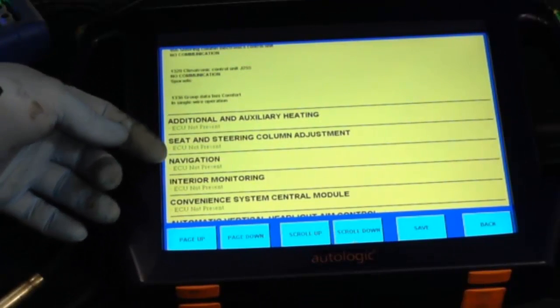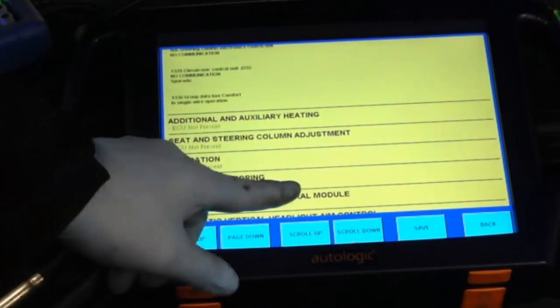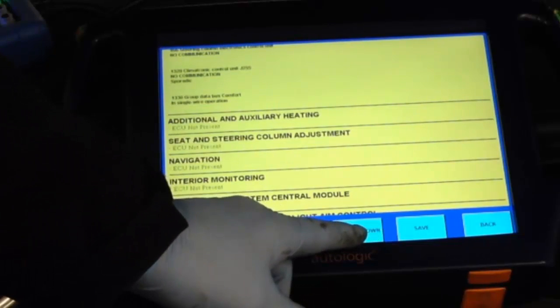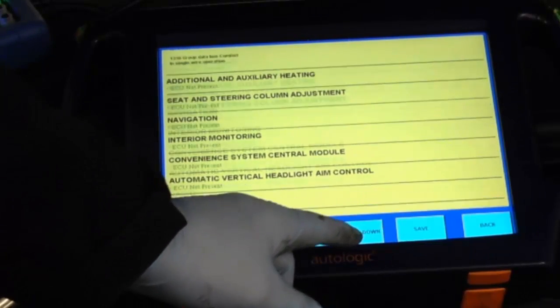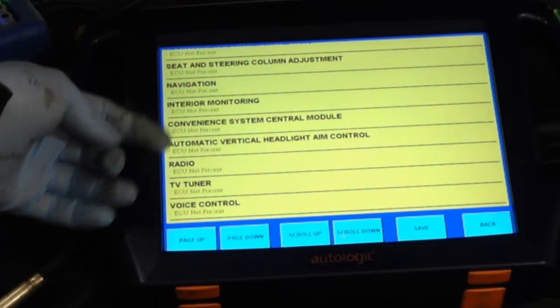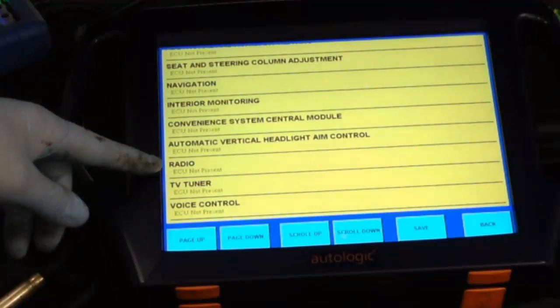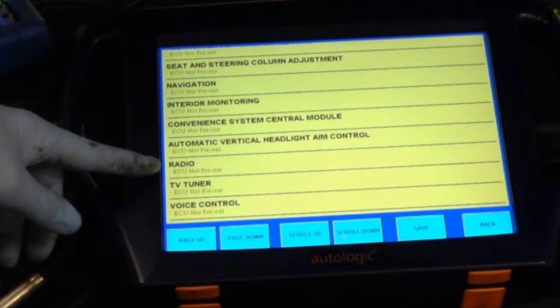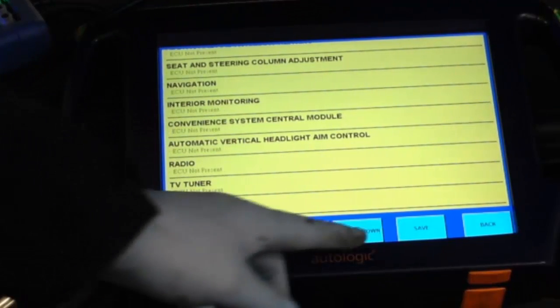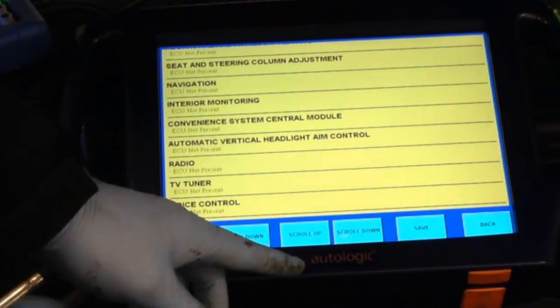Steering column adjustment, navigation, interior monitoring, convenience system central module not present and or not communicating. Also, automatic vertical headlight aim control. It's got Xenon headlights on this car, so it has to have some level of control which is linked to the ride height legally, and that's not communicating either. And they're all sort of body chassis functions.